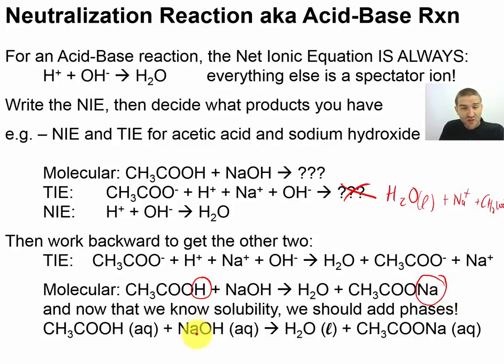Now, since we know our solubility, we can also go ahead and put our states of matter. We look at acetate ion and sodium ion. We say sodium ion is always soluble, and its molecules are always soluble. Acetate ion was usually soluble, and certainly soluble with sodium, and so this would be an aqueous state of matter for its phase.